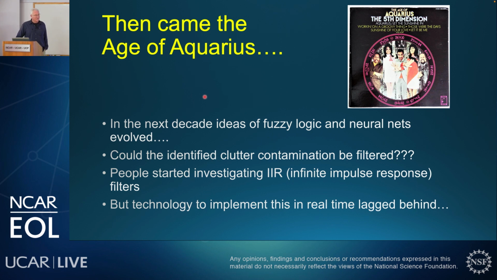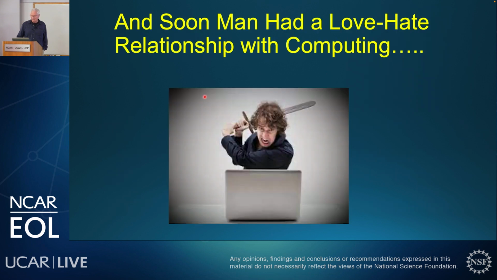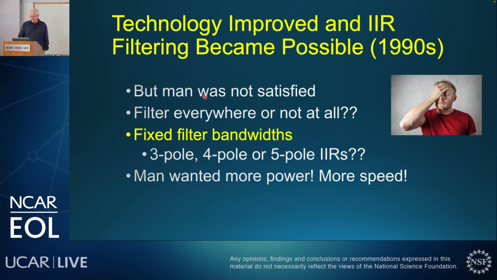So people started thinking about it, but it was kind of difficult to do. And as soon as you get computers involved, man had a love-hate relationship with computing, because it never works out, does it? So moving on, technology improved and IR filtering became possible in the 1990s, but man was not satisfied.